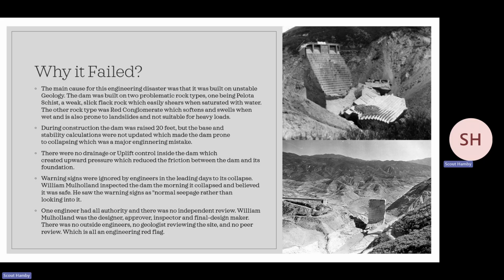Another reason it failed was William had all authority and there was no independent review, which is kind of unheard of nowadays. William Mulholland was the designer, approver, inspector, and final decision maker, which again, he was in that time crunch, and having to do all that is just a lot of work. And I can see how all these design slips got passed by, and he didn't notice them. There were also no outside engineers, no geologists reviewing the site, and no peer review, which is all an engineering red flag.